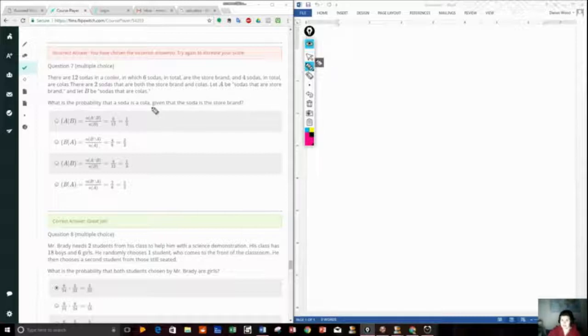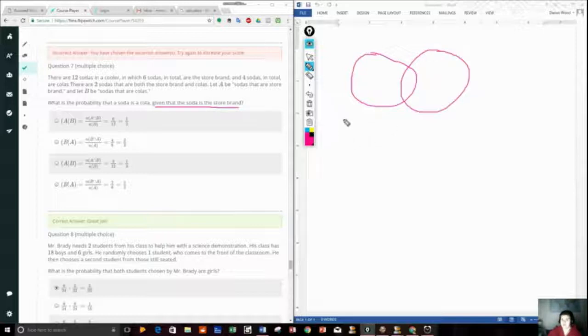Okay, on this given, that restricts your total number of sodas right from the get-go, because it is saying, okay, out of the selection that are store brands, what's the probability that it's going to be a cola? So in my mind, I'm first automatically visualizing this.